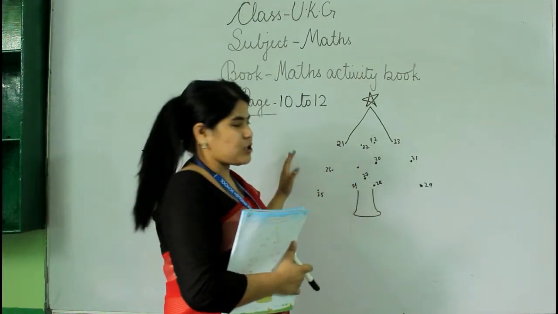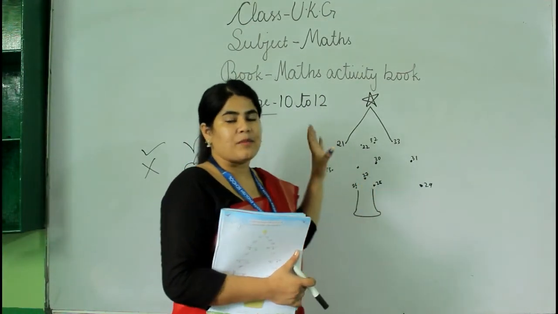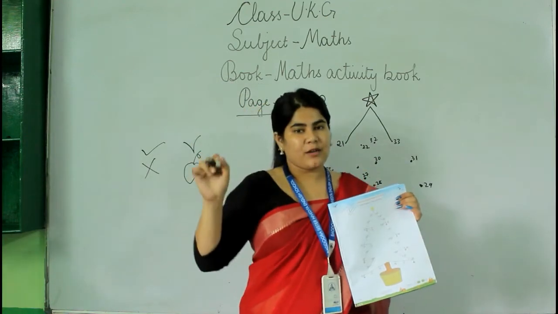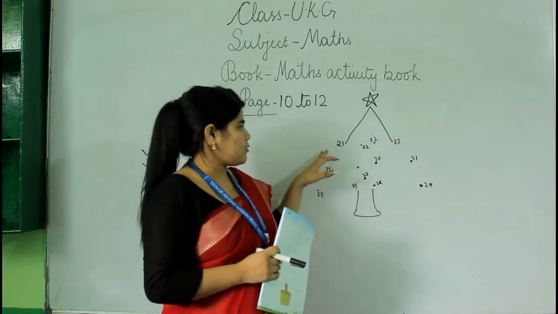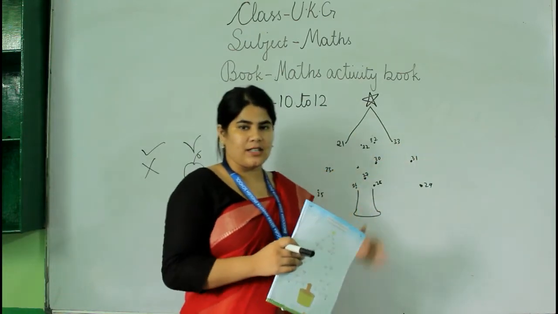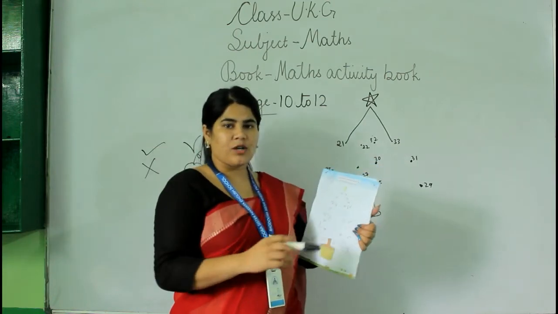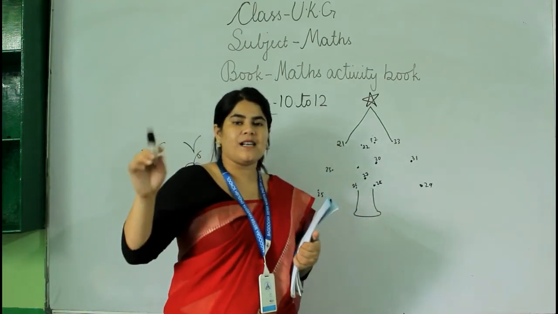This type of image you will get in the book, okay? But here the question is you have to start from 21 and end with 50. But I have started from 21 and ended with 33, okay? This is just an example to show you. But in this book you will complete it till 50.